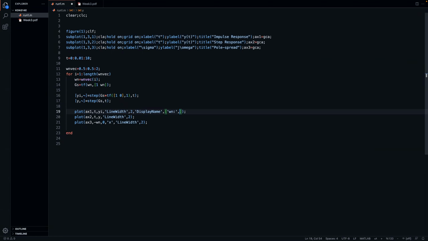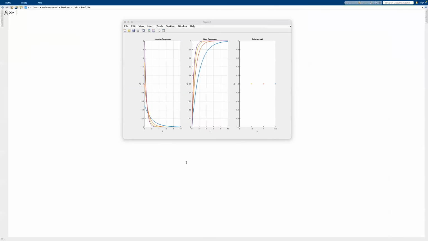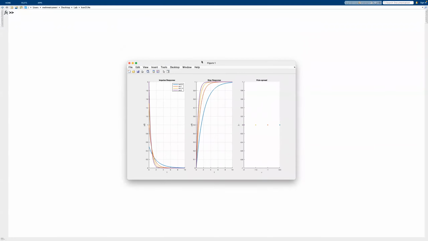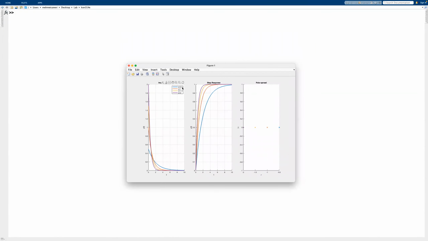Let's have omega n and then num2str omega n. This will create a string that will remind us which one is actually which one. So let's have legend show. And there we go. Now we have a better view where we can see which color belongs to which one. But I'd like to change this a little bit more.